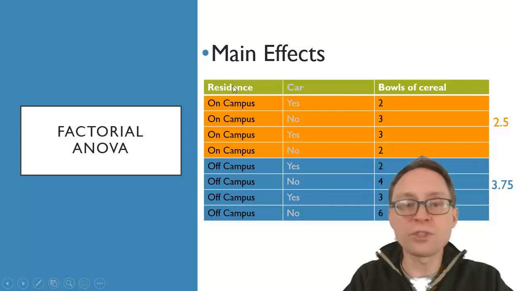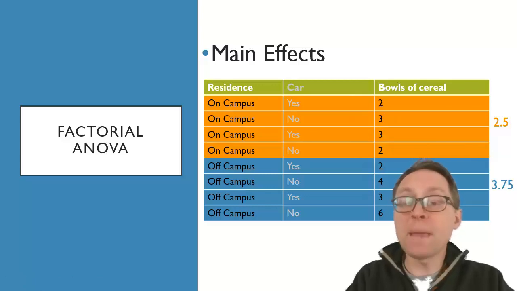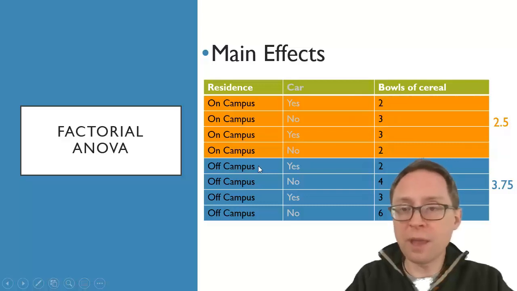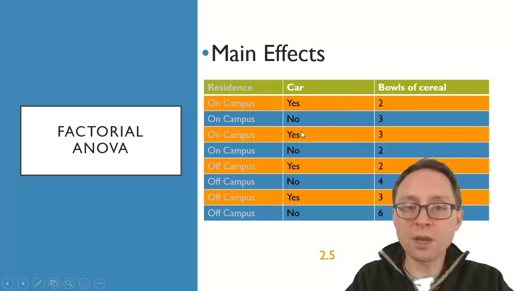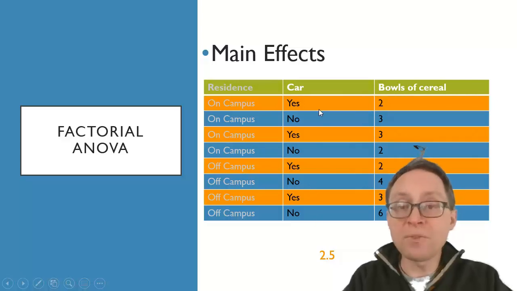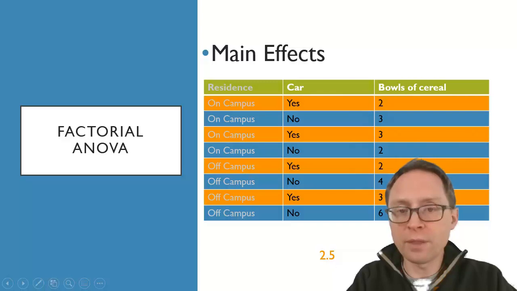It doesn't matter. A main effect just looks at one of the factors by itself, right? It's comparing on campus to off campus, one of the factors by itself. That means that we're going to have a separate main effect for car, right? The main effect for residence is comparing on campus to off campus, 2.5 to 3.75 over here, but we'll have a separate main effect for car. It's comparing all these oranges. These are the yes car, yes car, yes car, yes car. Those are the oranges. Yes cars compared to the no cars. All right. When we do that, we have the separate main effect for whether or not you own a car. That is 2.5 and 3.75 right there.